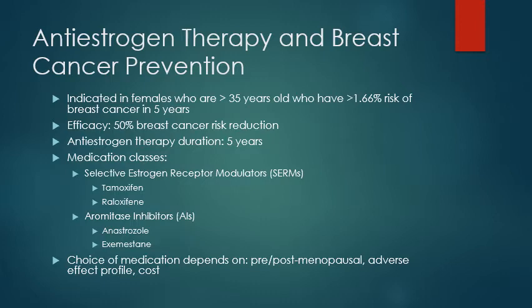The typical antiestrogen therapy duration is 5 years. There are two different classes that are indicated here, your selective estrogen receptor modulators, or SERMs, and the two medications we commonly see are Tamoxifen and Raloxifene, and then our aromatase inhibitors, or AIs. And the two we typically see for this are anastrozole and exemestane. The choice of medication that you would choose for your patient really depends on whether they're pre or postmenopausal and the adverse effect profile of the medication, as well as the cost.